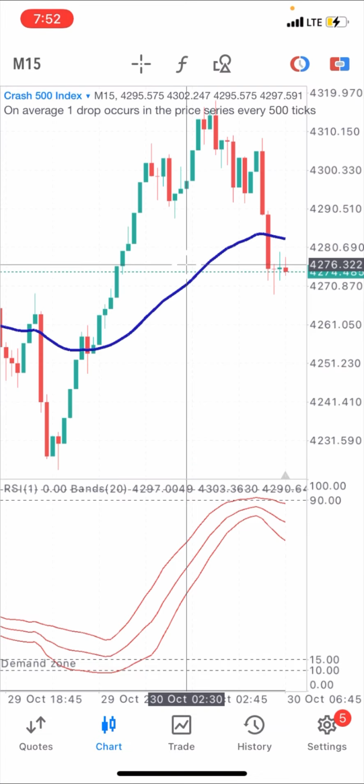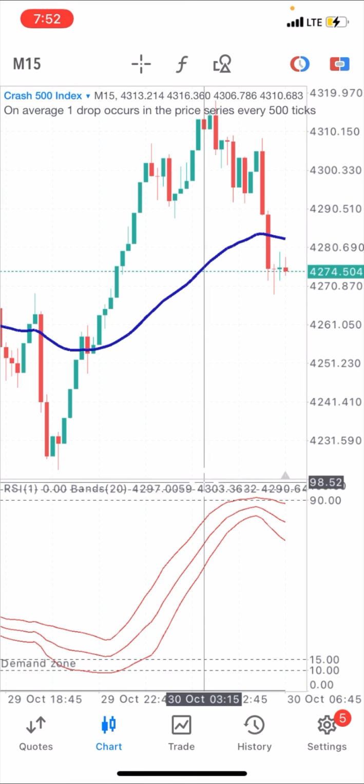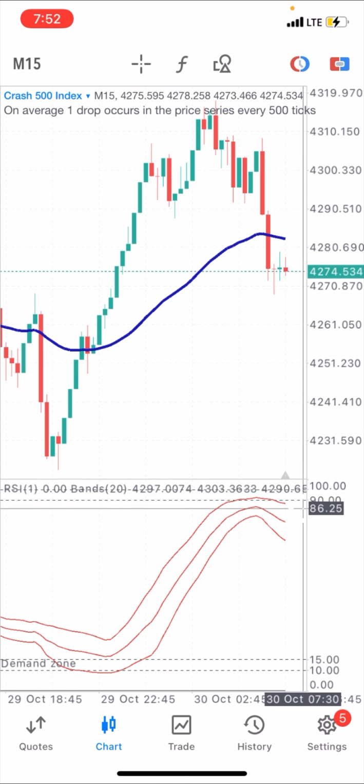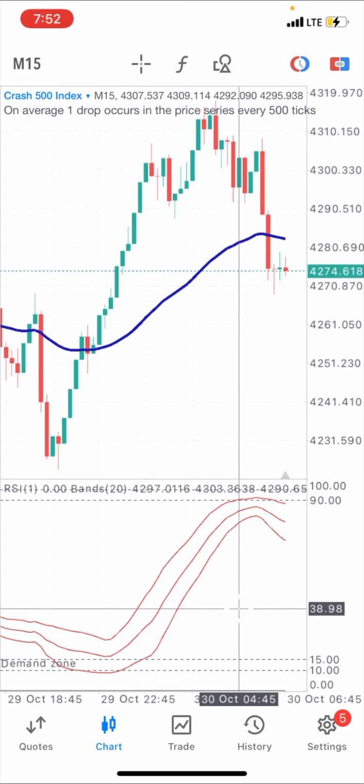All right, and then you'll be having something like this. You see these black dotted lines here. This marks your level 90 and this marks your level 10 and 15. Okay, so you're done with that.